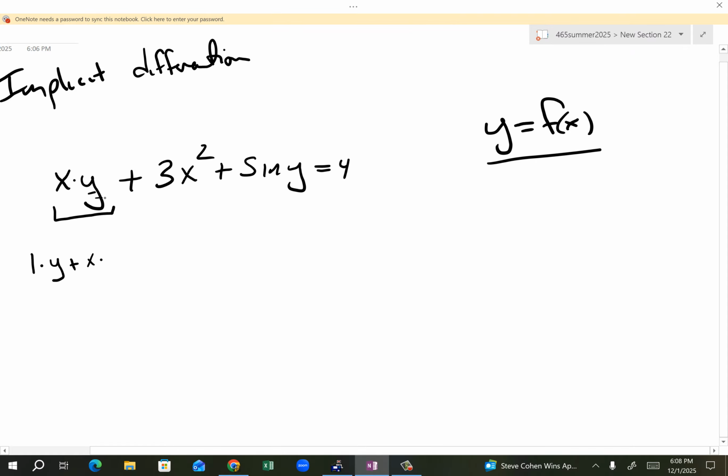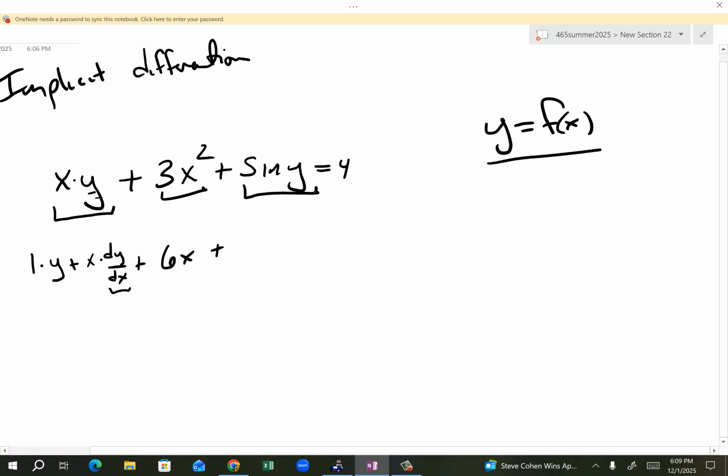Now, what's the derivative of y? Now, some people would say y prime. Those people are not wrong, but we're going to write dy dx. That's how we do it in implicit differentiation. Okay? We use Leibniz notation. Plus, now this guy is just 3x squared, so that's going to be 6x, obviously.